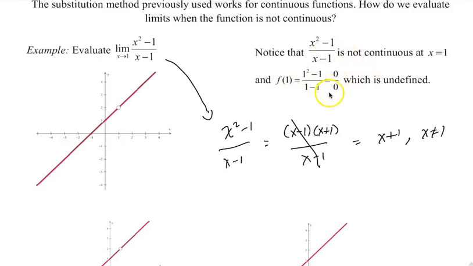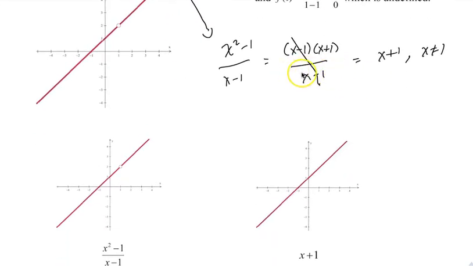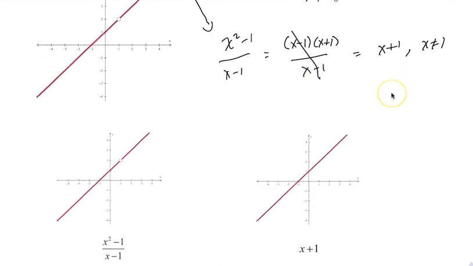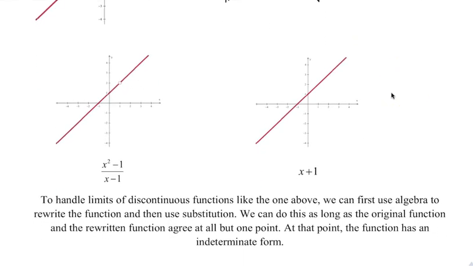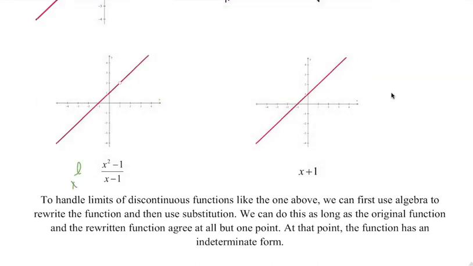Now this is called indeterminate. We'll talk more about that later, but the general idea is that it's undefined. So how do we find the limit of this function? Let's look at this a little more closely. First, let's find the limit of this function as x approaches 1. We have a graph right here.